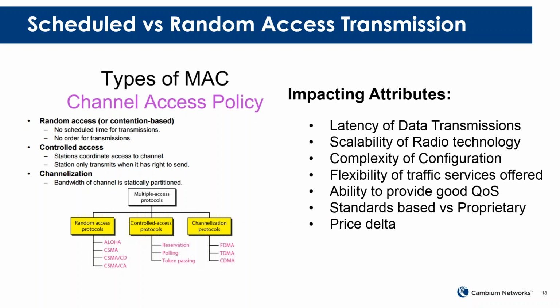But this whole channel access control policy is what drives at the protocol level how these attributes are controlled. So let's move over here to the right-hand side of the screen, to the impacting attributes, whether you're doing a random access, contention-based type of protocol or more of a scheduled type protocol. Latency of data transmission: if you're getting a lot of collisions, a lot of back off and try again scenarios with random access, your latency can go up a bit as you scale more and more users asking for media access.